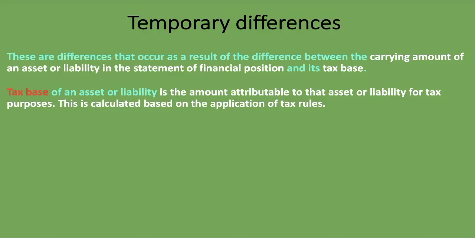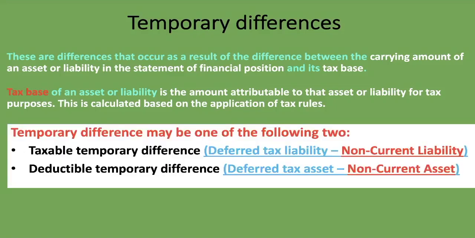Now, what are temporary differences? Well, temporary differences may be one of the following two. It can be a taxable temporary difference, where you have what is called a deferred tax liability. And remember, like I mentioned earlier on, look at the definition of a deferred tax liability: it's a non-current liability. Or you have what is called a deductible temporary difference, which results in a deferred tax asset, which is a non-current asset. I hope it's making sense so far.